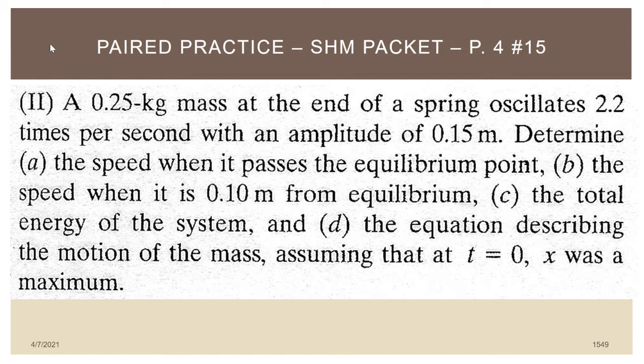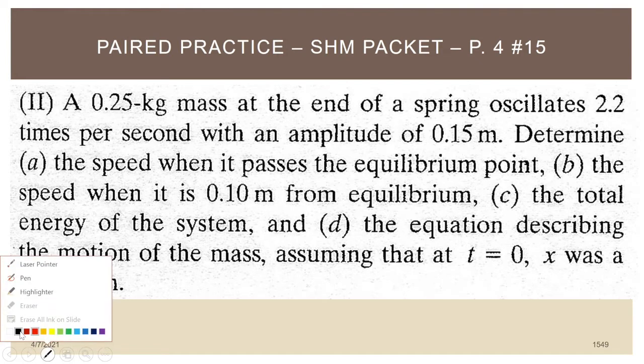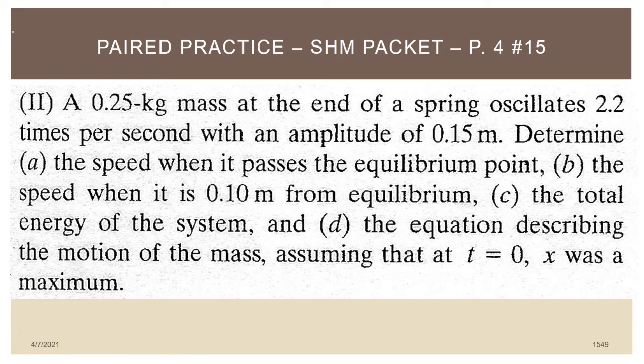Now, there are a lot of things that we can say about this problem, but I think the first thing that you should recognize here is all of the equations that we derived yesterday for the maximum speed, which would be the square root of k over m times A, or the speed in general, which was v equals the square root of k over m times A squared minus x squared. Those equations require you to have the spring constant. And as you probably noticed, we don't have the spring constant.